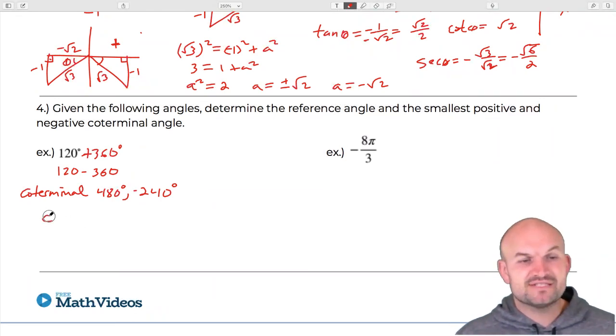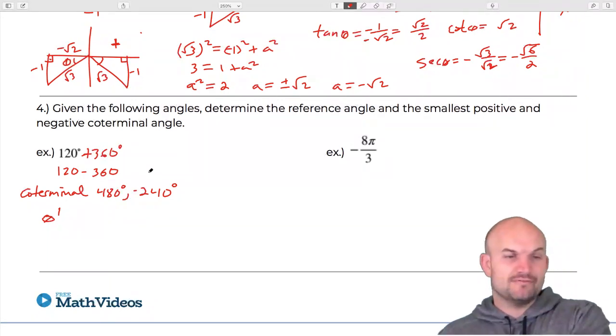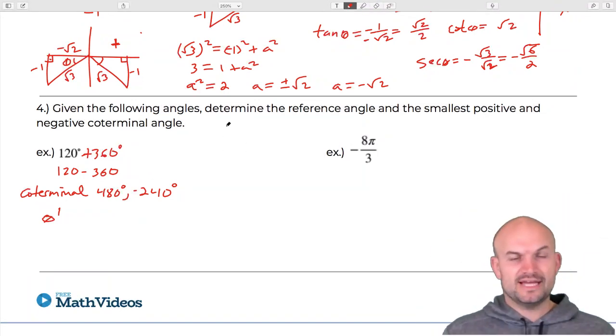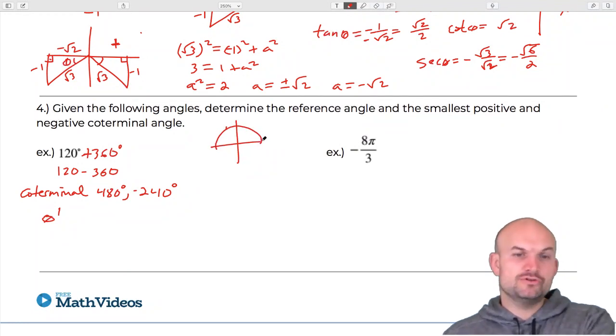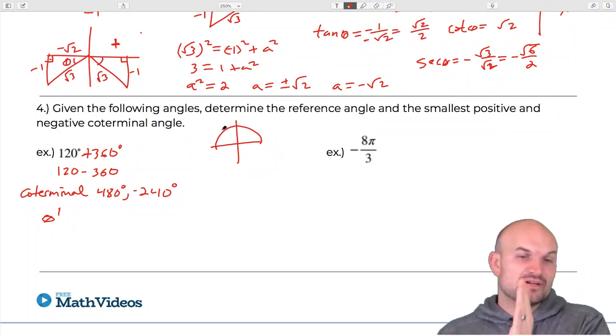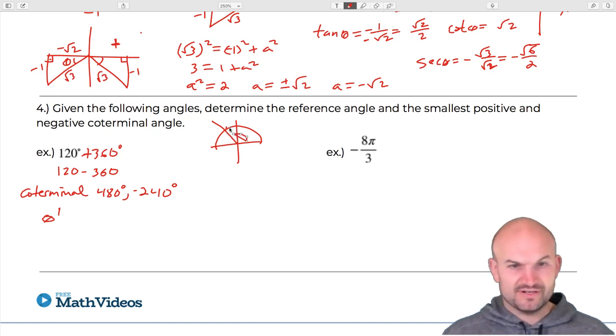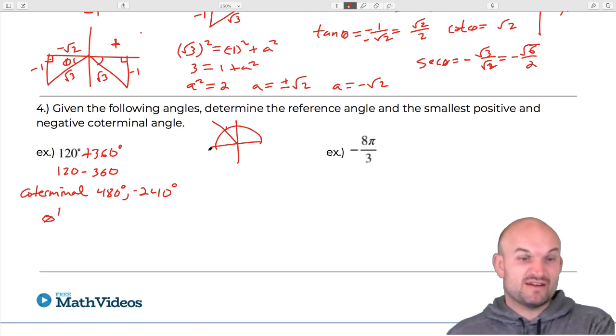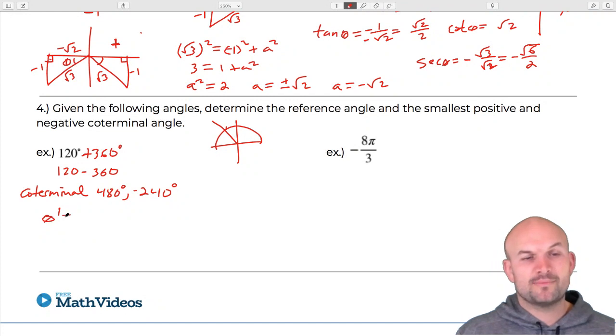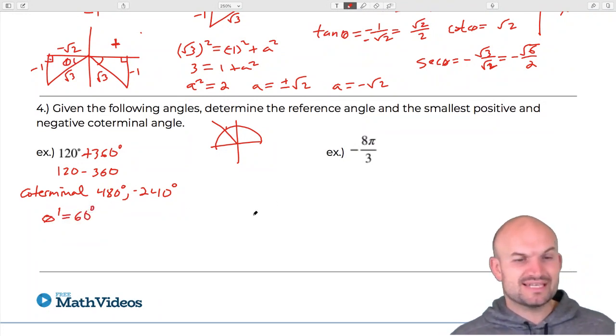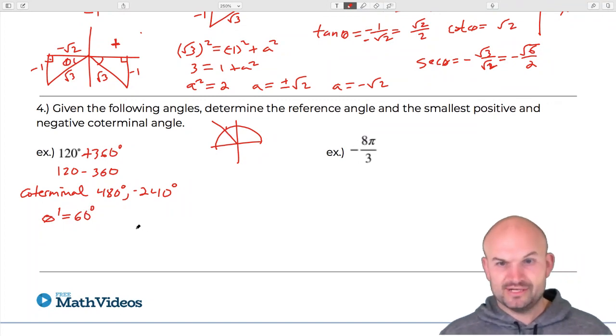To find my reference angle, sometimes it might be helpful to graph this. But again, we should kind of know halfway around a circle is 180, right? And you just traveled 120. Well, how much farther do you need to go to get to the x-axis, which is the definition of the reference angle? Well, you need to travel 60 more degrees. So theta prime is going to be 60 degrees in this case. And again, notice how the problem was presented in degrees, and I kept everything in degrees.